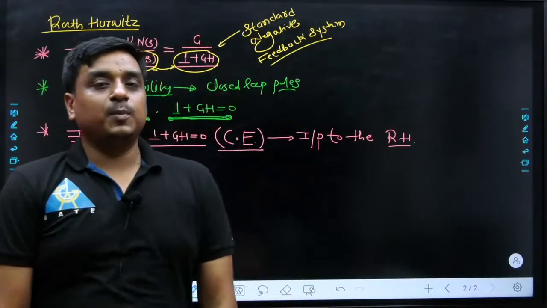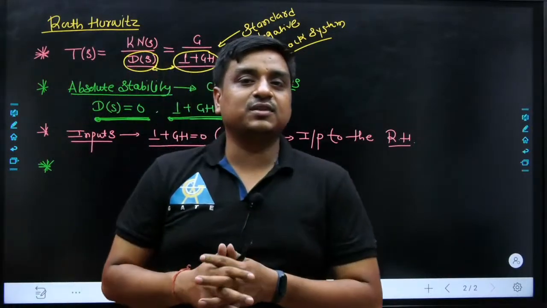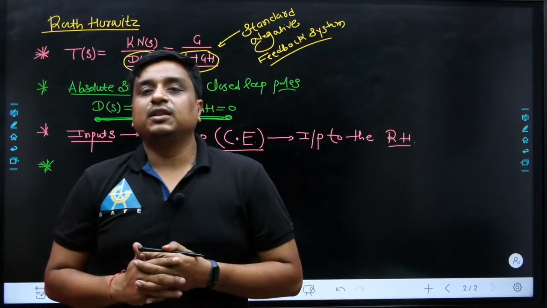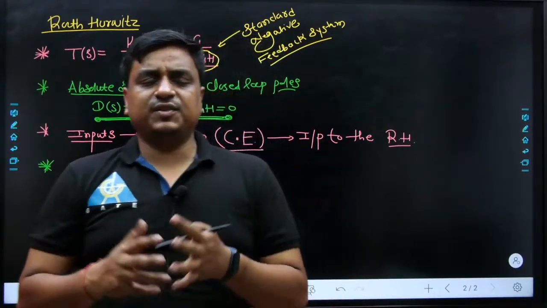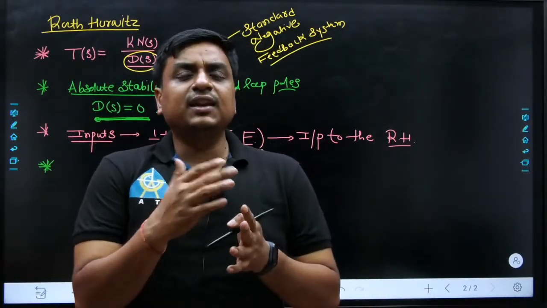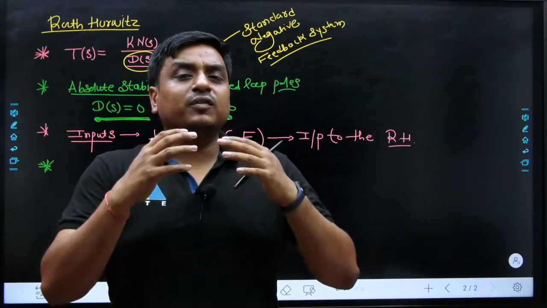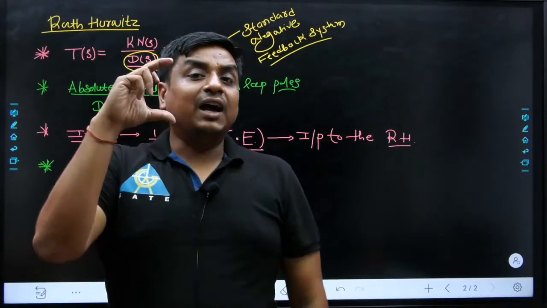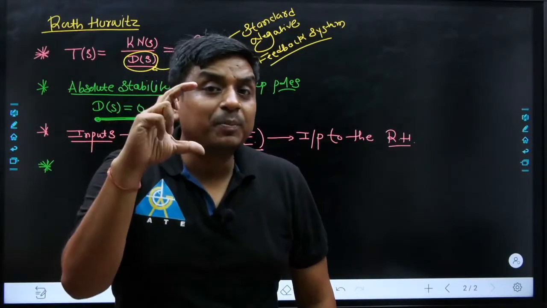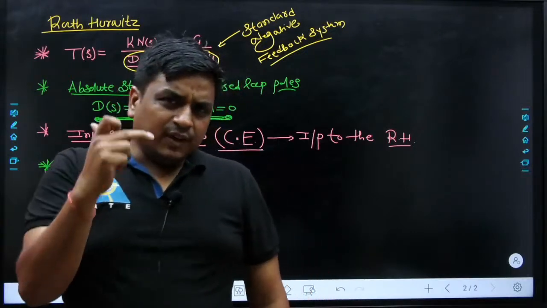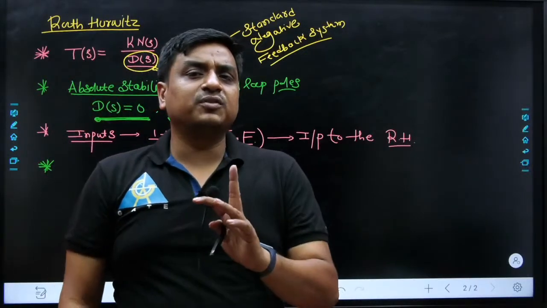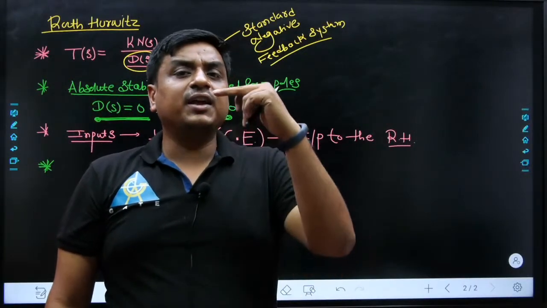Try to understand it this way. If the order of the system increases, like the highest degree of S, let's say 2 or 3, till 3 it is manageable. If the order of the system increases, what will happen? A higher derivative would be present in your differential equation, and once you convert it into transfer function terms, you would have a higher degree of S.